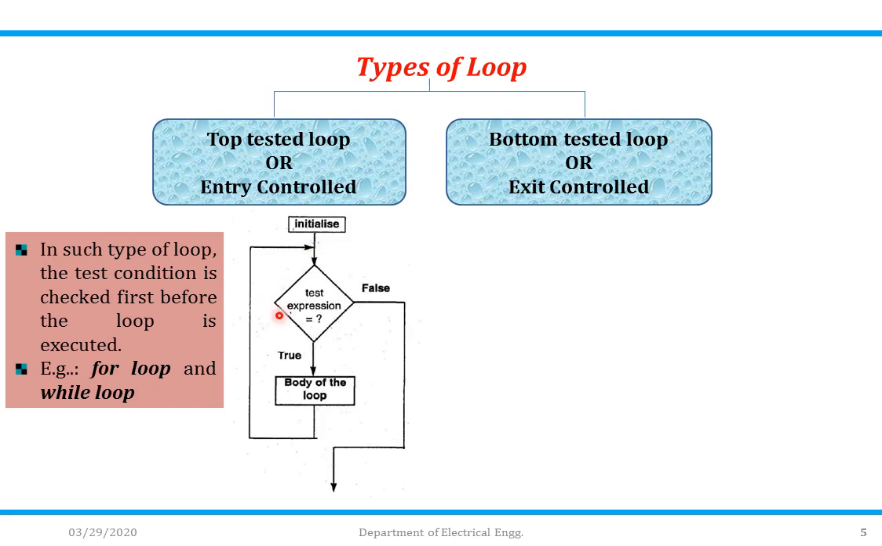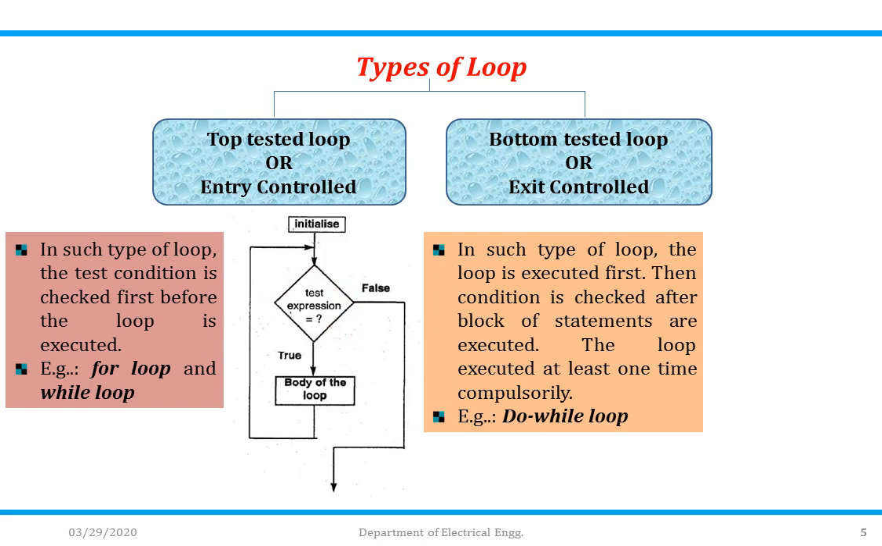Then we have to check the expression. Suppose I want to check whether the number stored in a is less than or equal to 5 or not. If it is true, then whatever statements are written within the curly brackets will be executed, and if it is false, then control goes outside the loop. So in this case, your condition is checked first. If the condition is true, then only the statements will be executed. This is called an entry control loop.